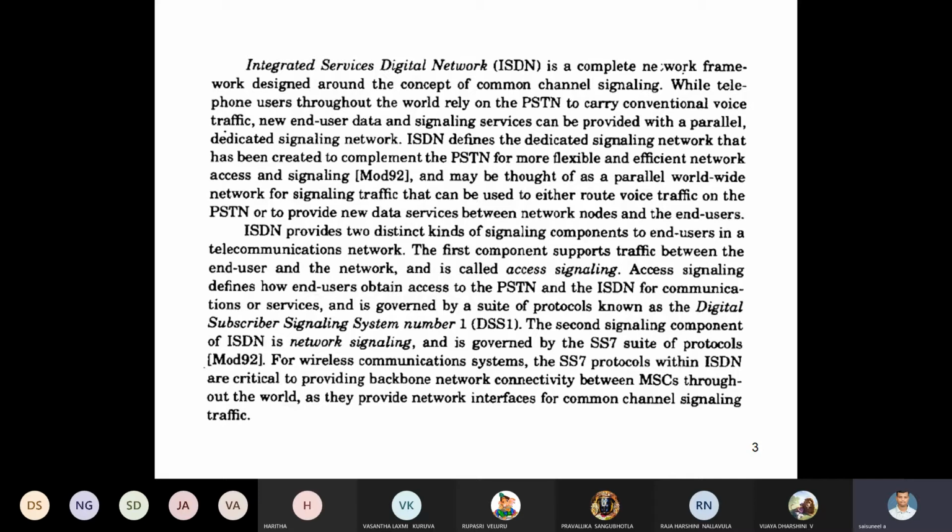Similarly, the second signaling component is network signaling. Here the type of protocol used is SS7. What does SS7 mean? Signaling System 7 protocols. That is, the ISDN provides two types of signaling components. The first one is access signaling. The second one is network signaling.